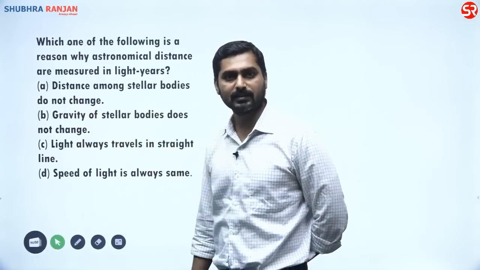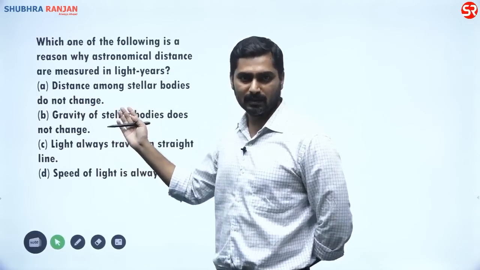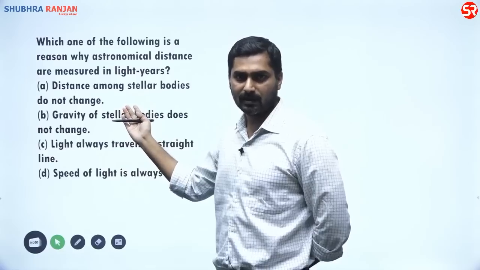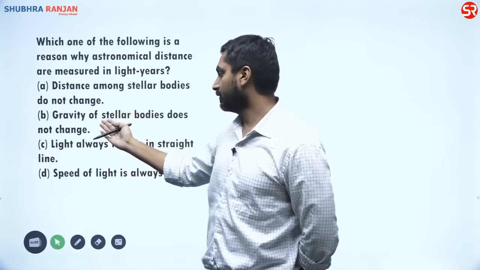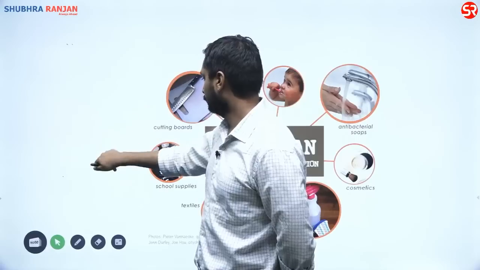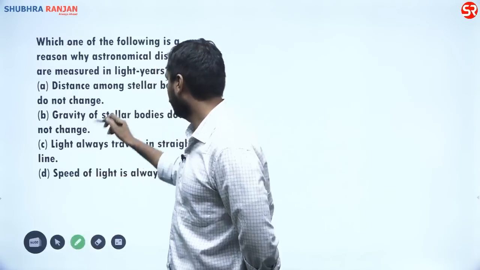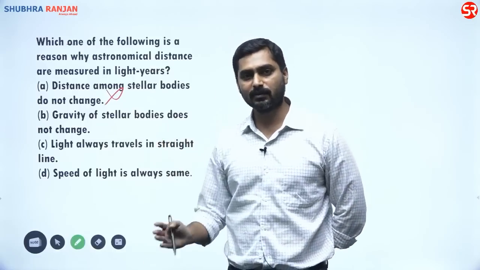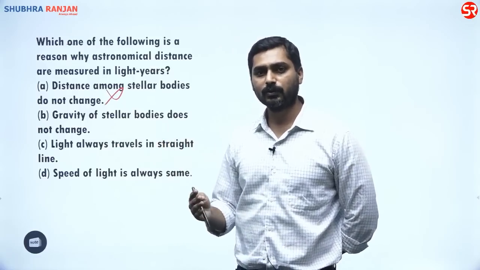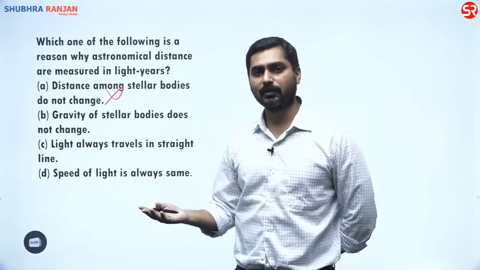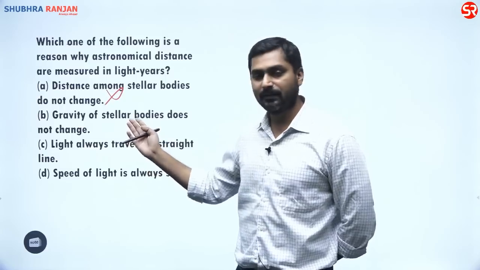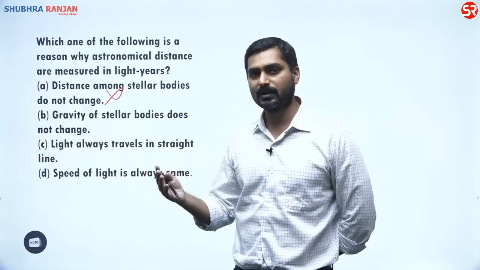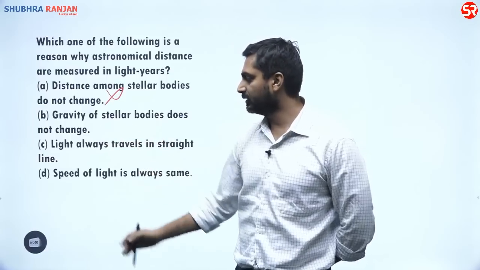Now, this is an incorrect statement, because as we know, even between Earth and Sun, the distance changes around the year. The gravity of stellar bodies does not change. Now, this is also an incorrect statement. When two stars collide or when black holes collide, the gravity changes. Gravity is dependent upon the mass. So if the mass changes, gravity changes.